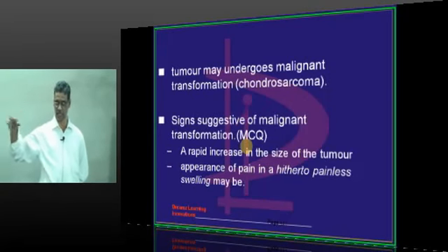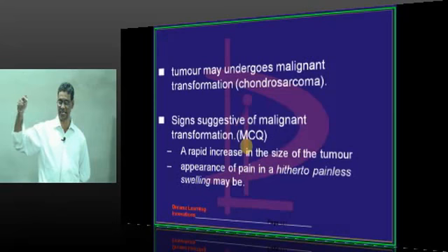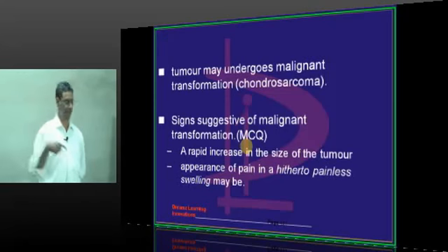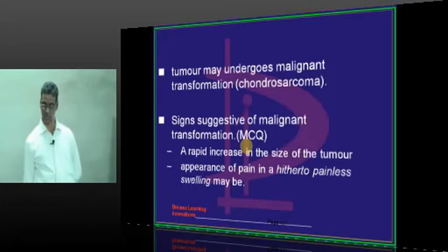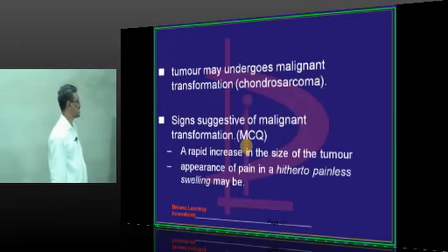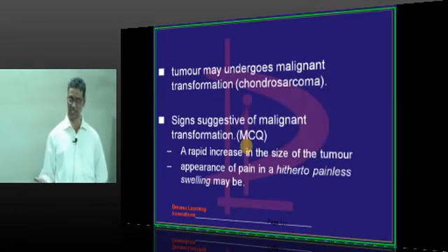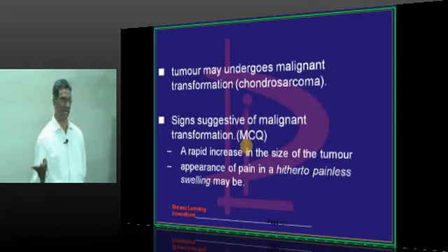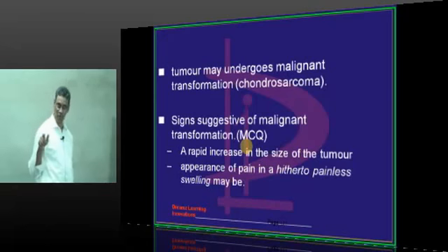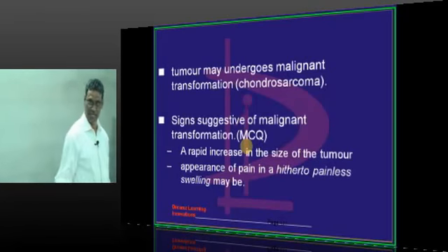Multiple osteochondromatosis is one of the pre-malignant conditions; it can go into chondrosarcoma usually. Signs that suggest malignant transformation, as for every bone tumor, include a rapid increase in size. Not only for bone tumors, any tumor which is rapidly increasing in size suggests malignant transformation. Another sign is the appearance of pain in a previously painless swelling.